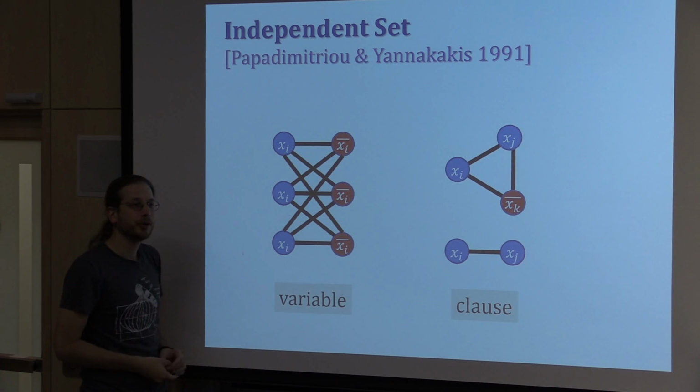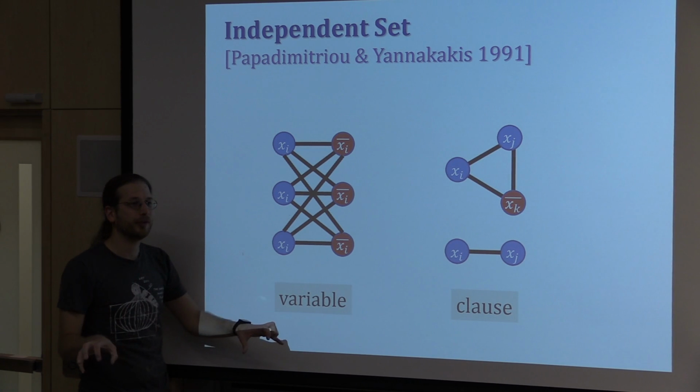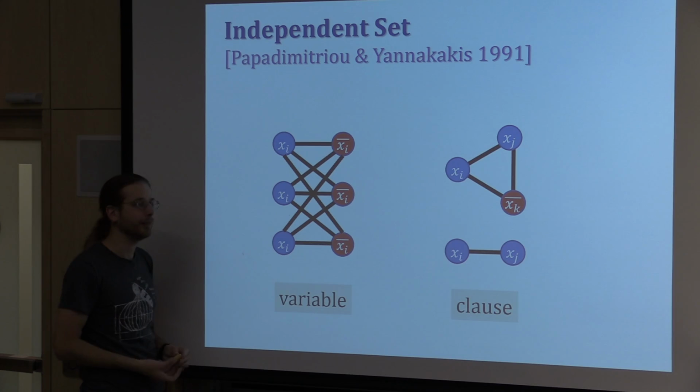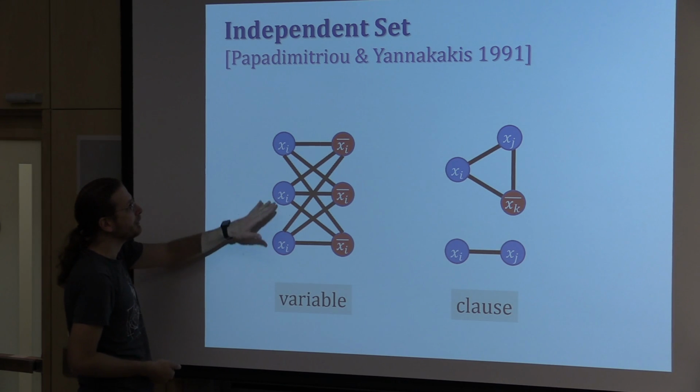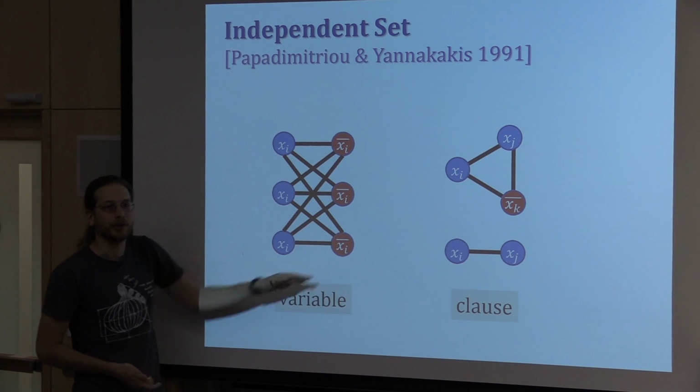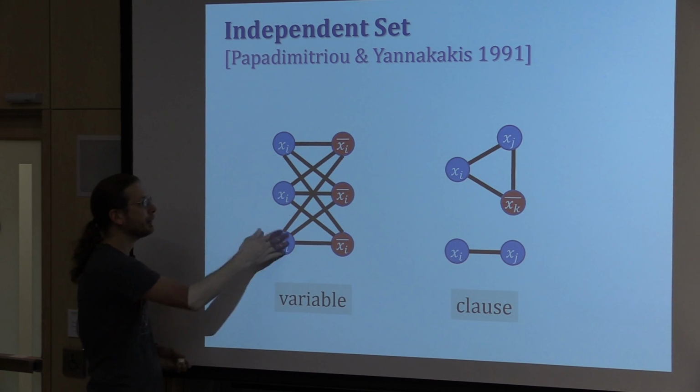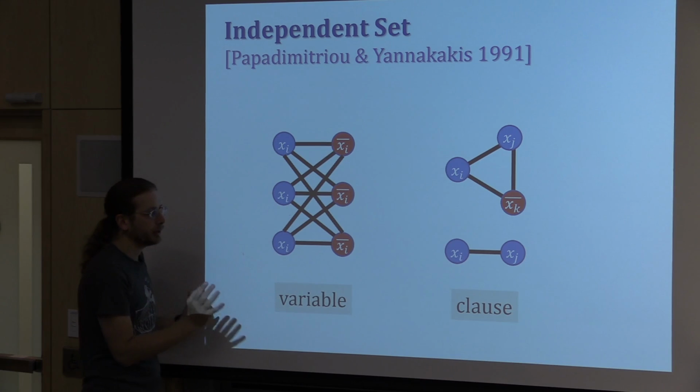Question? What is independent set? Independent set is you want to choose a set of vertices that have no edges between them. So that means that if I choose any one of the blue nodes here, I can't choose any of the red nodes and vice versa. So I may not be able to choose all of the blue or all of the red, but that's how it goes.